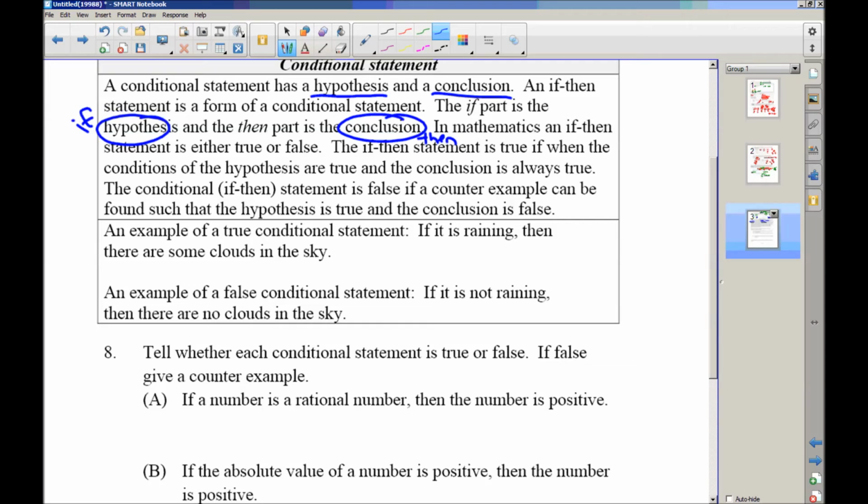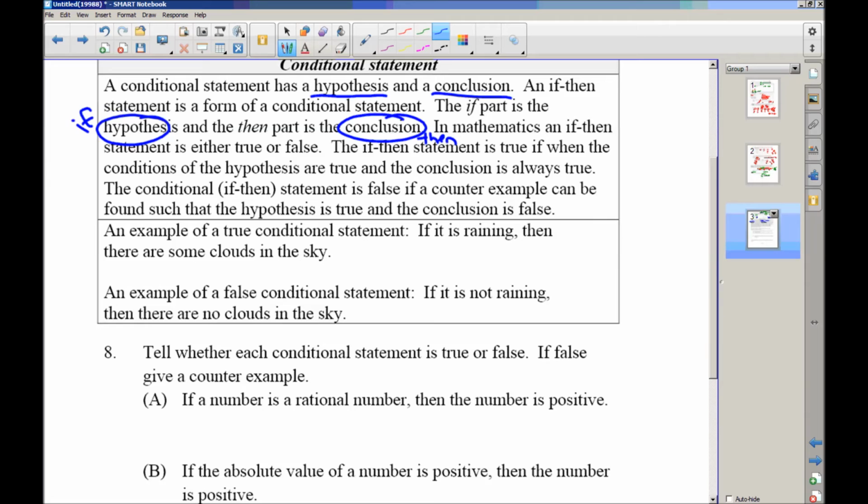In mathematics, an if-then statement can be either true or false. If the if-then statement is true, then whenever the condition of the hypothesis is true, the conclusion is also always true. So if I pick any condition that makes the hypothesis true, it has to make the conclusion true. If the conditional statement is false, a counterexample can be found, such that I pick some hypothesis that's true, but the conclusion is false. And this will be the trickiest part of the test for many of you.